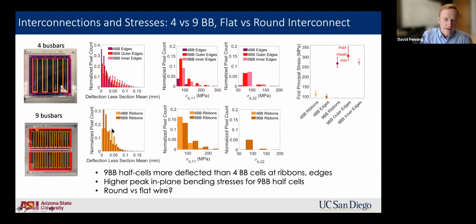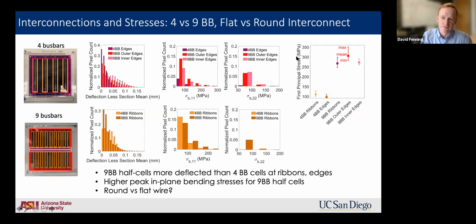The 9 bus bar cell, on the other hand, also shows higher stresses in the neighborhood of those 9 bus bars, indicated by the higher bars on the histogram at higher stresses. So this was a little bit unexpected in that much of the motivation for going to more and more bus bars is trying to, of course, take care of current collection, but also with an idea toward minimizing stresses.